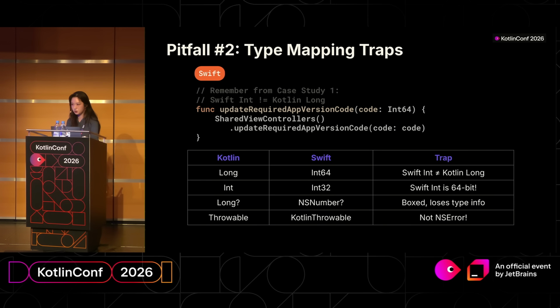But the nullable case is worse. When Kotlin Long nullable becomes NSNumber nullable in Swift, you lose the type. NSNumber will happily give you intValue or int64Value, and if you pick the wrong one, you'll get a wrong value with no error at all. Remember the Int64 from case study 1's remote config code? This is exactly why. And Throwable does not become NSError, it becomes KotlinThrowable. So when an iOS API expects an NSError, like Crashlytics record error, your Kotlin exception just doesn't fit. You need a manual converter at the boundary, the toNSError you saw earlier.